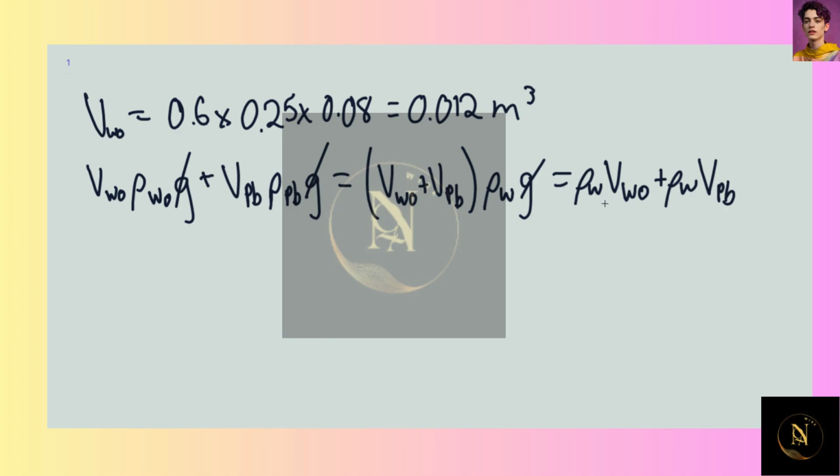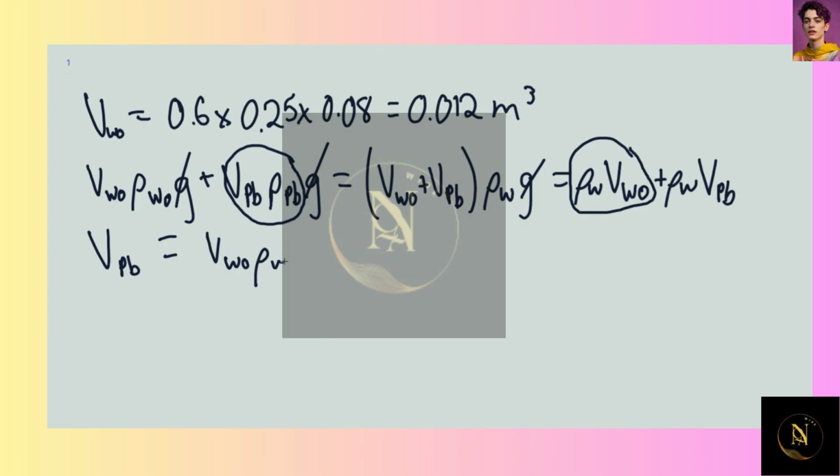So in this case, we can solve for the volume of the lead by simply saying the volume of the lead equals. Now we're going to move this term over. So this term goes over to the other side, and this term over here goes to the other side as well. So we have the volume of the wood times the density of the wood minus the density of the water times the volume of the wood, divided by the density of the water minus the density of lead.